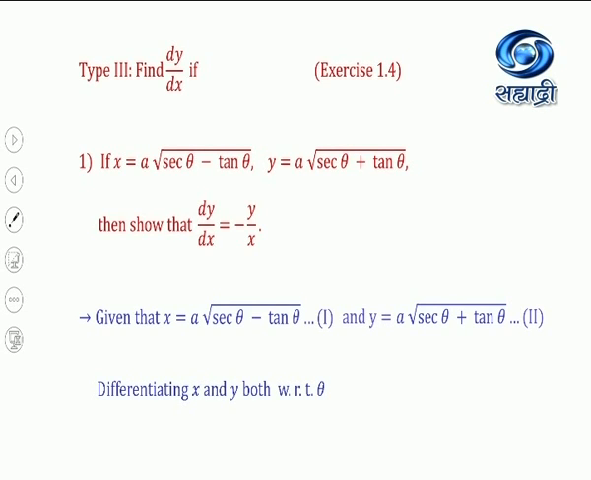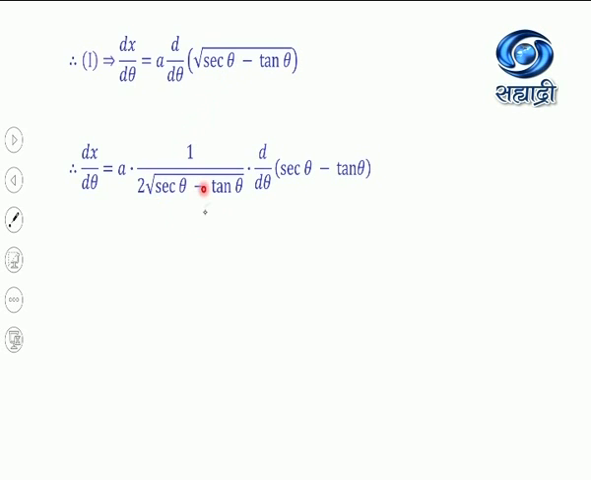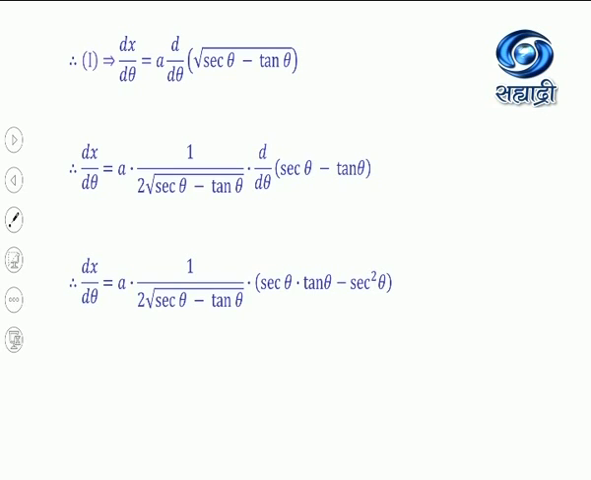Now differentiating both with respect to theta, because x is a function of theta and y is a function of theta. So we differentiate both sides with respect to theta. We get dx by d theta equal to: now a is constant, and the derivative of root we consider as 1 upon 2 root. But what is the root? That is the root of sec theta minus tan theta, so you write this instead of x. Sec theta minus tan theta is given, so we multiply this by the derivative of sec theta minus tan theta. Now the derivative of sec theta is sec theta into tan theta, and the derivative of tan theta is sec square theta.